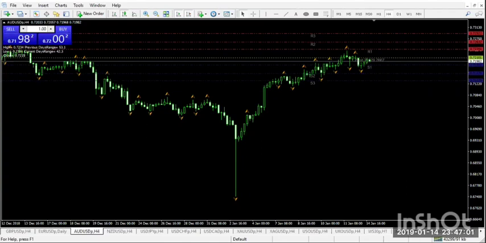But R3 is rarely touched, because it's very powerful and it's very hard to break.